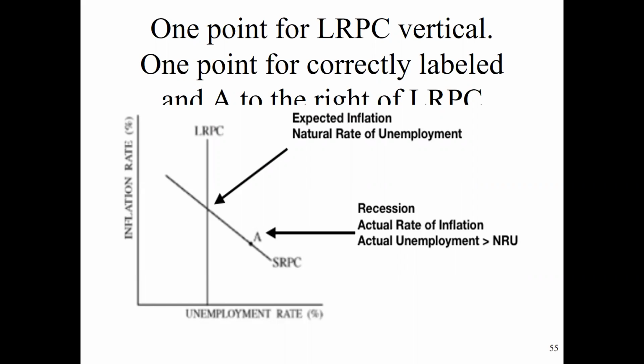I'm telling you this because sometimes in the FRQs, they'll say expected inflation 3%. So you put it here and you go across at 3%. Then they say actual inflation 1%. That would be here. Okay. That's why these arrows are here showing you. All right. Long run Phillips curve, short run Phillips curve.